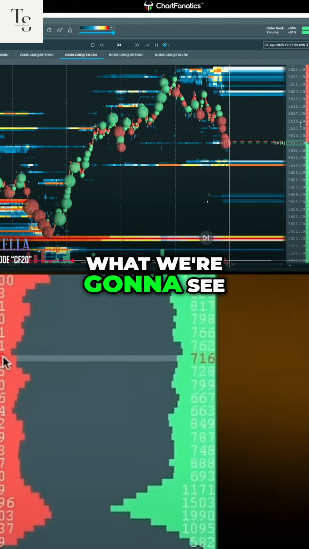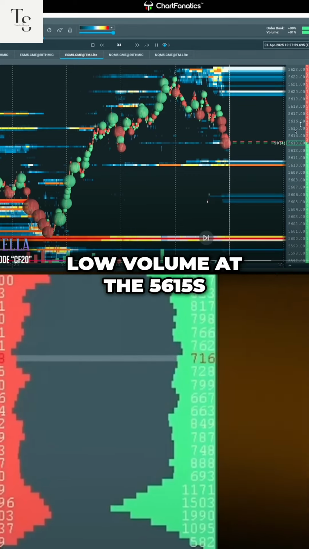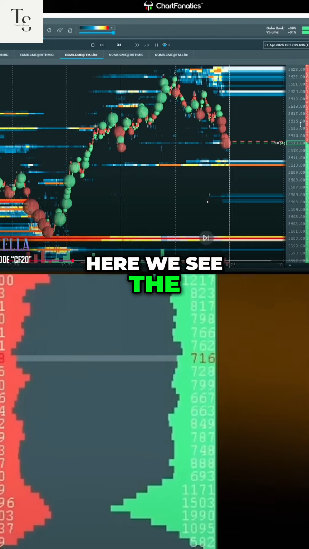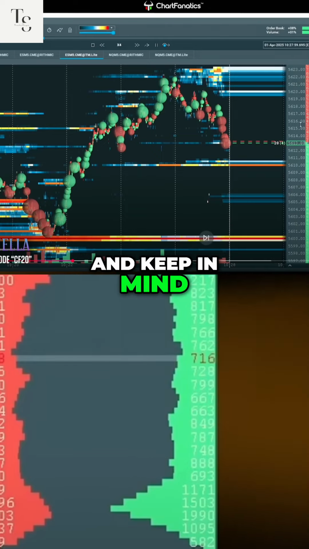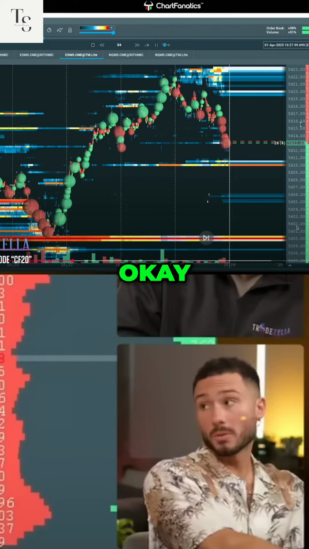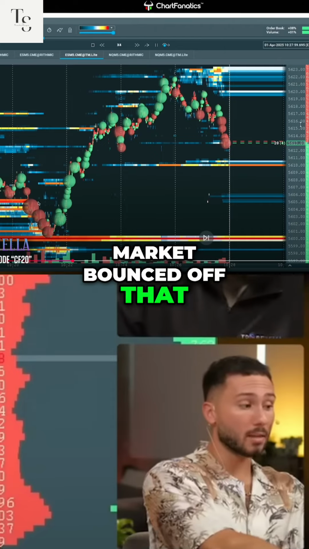What we're going to see here is the area of low volume at the 56.15s, 56.10s. Here we see the volume tail at the low. And keep in mind, the level of demand was at 56.02. So here's where the market bounced off that level of demand.